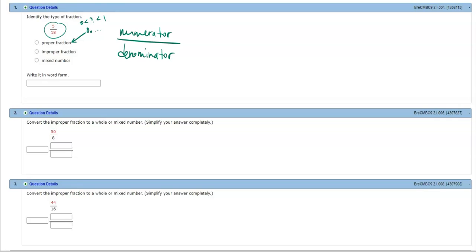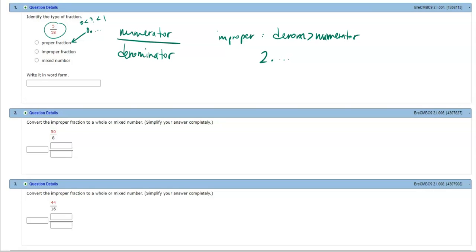An improper fraction just means that the numerator is greater than the denominator. If we actually divide those numbers, we would get something more than 1. We would get a number in front of the decimal place, like 2 point something. That's what we could get for an improper fraction.